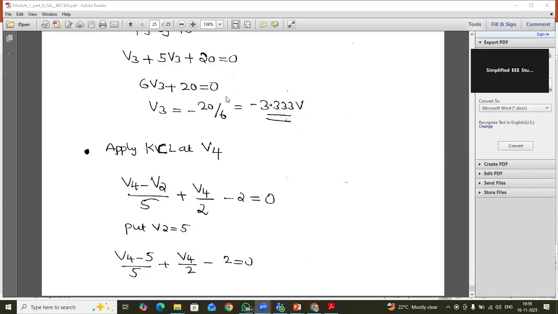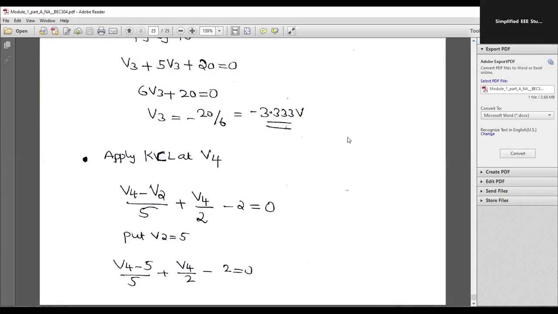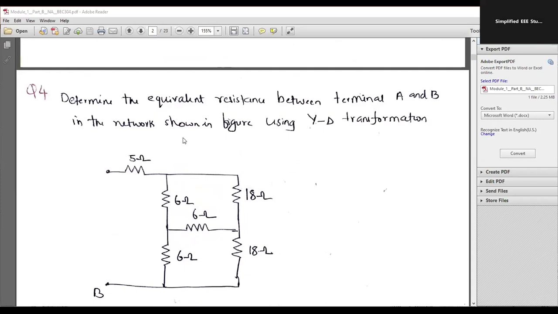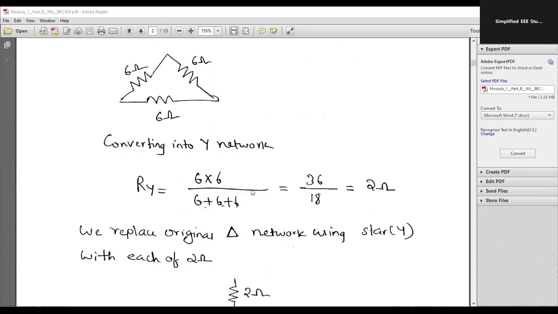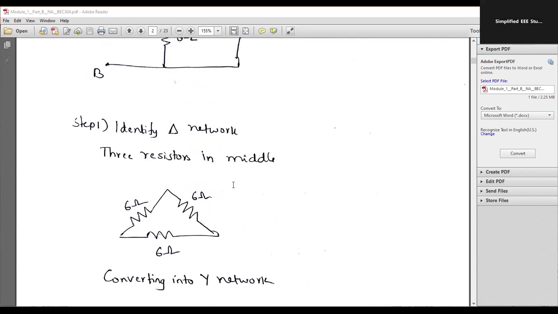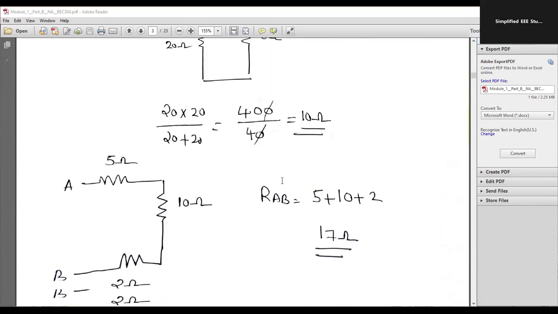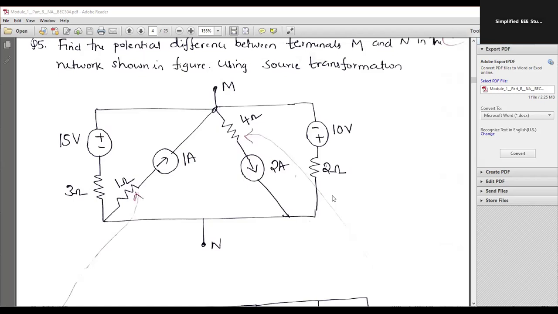Now, you can study these problems. I'll make a separate session for these problems on KVL, KCL, etc. And you should also be able to solve problems like star delta transformation. You should have a better idea about how to convert star into delta and delta into star accordingly, and should know what is series and parallel. Fine.